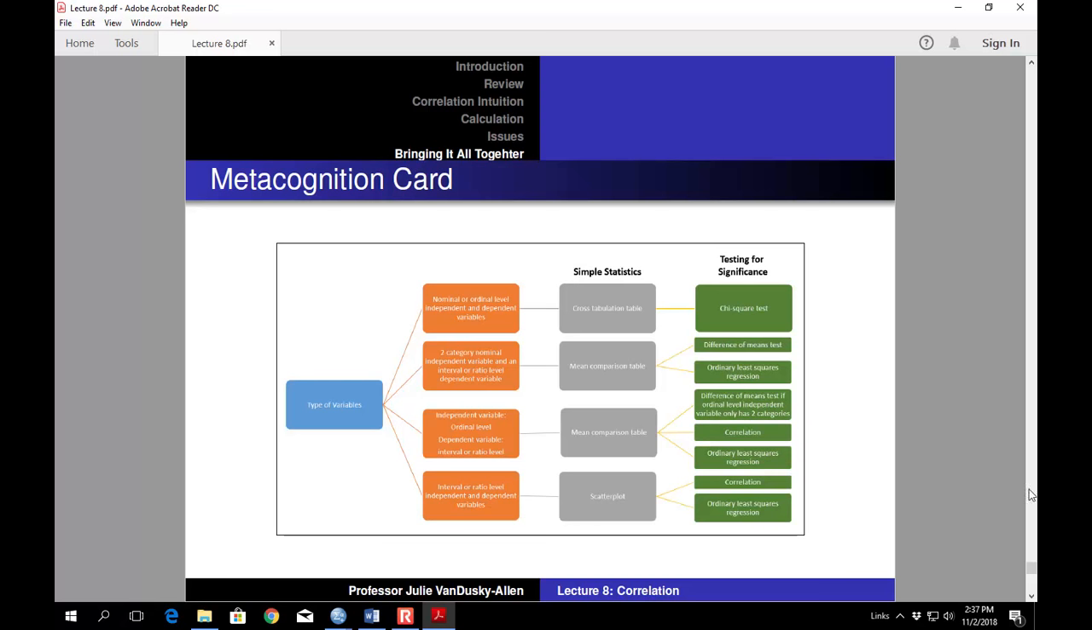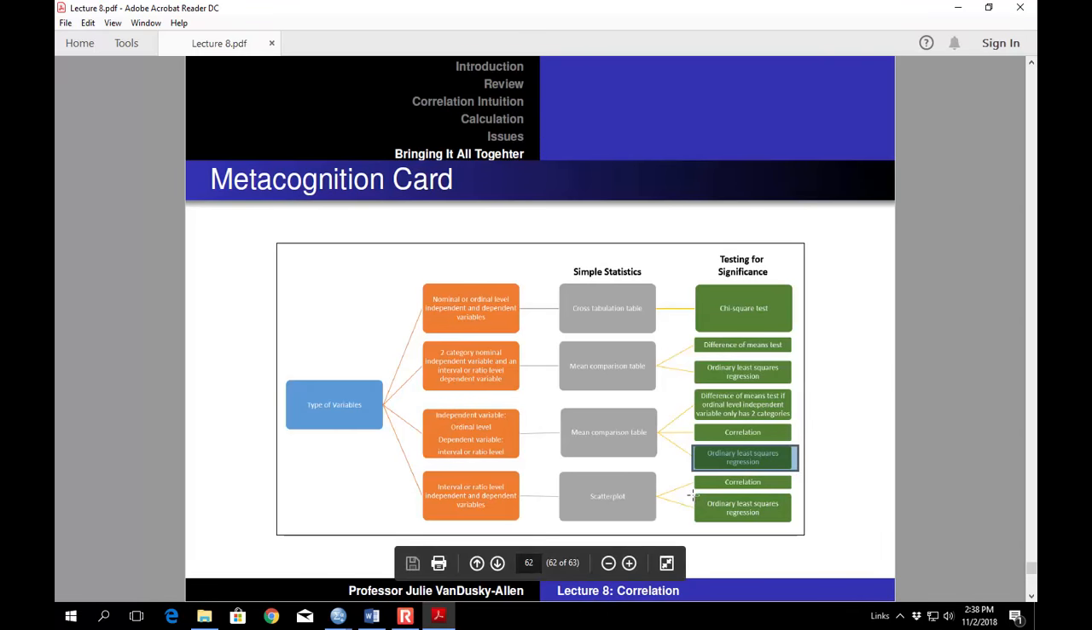Next, if we have interval or ratio level independent and dependent variables, and we wanted to use simple statistics to analyze the relationship between these variables, we could use a scatter plot. If we wanted to test to see if the independent variable has a statistically significant impact on the dependent variable, then we could use a correlation analysis. In the next and final lecture, I will teach you one additional test you can use to analyze the relationship between two variables, ordinary least squares regression.